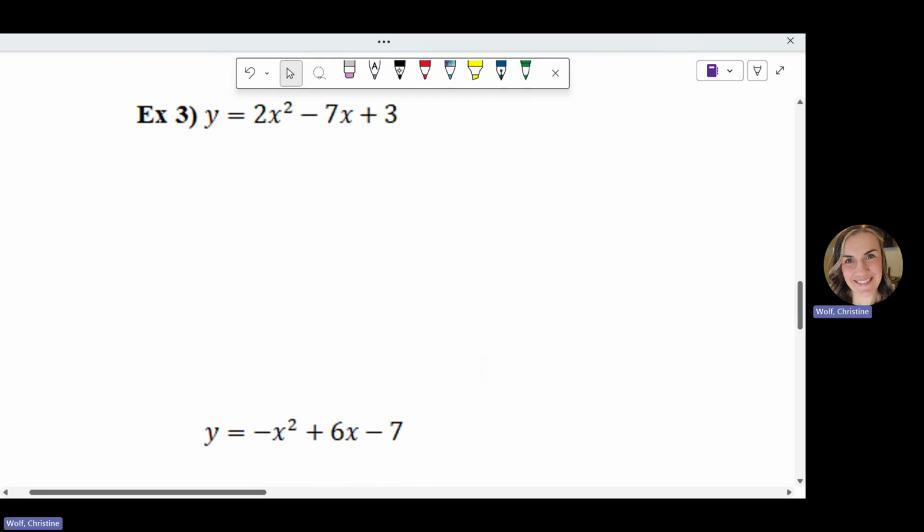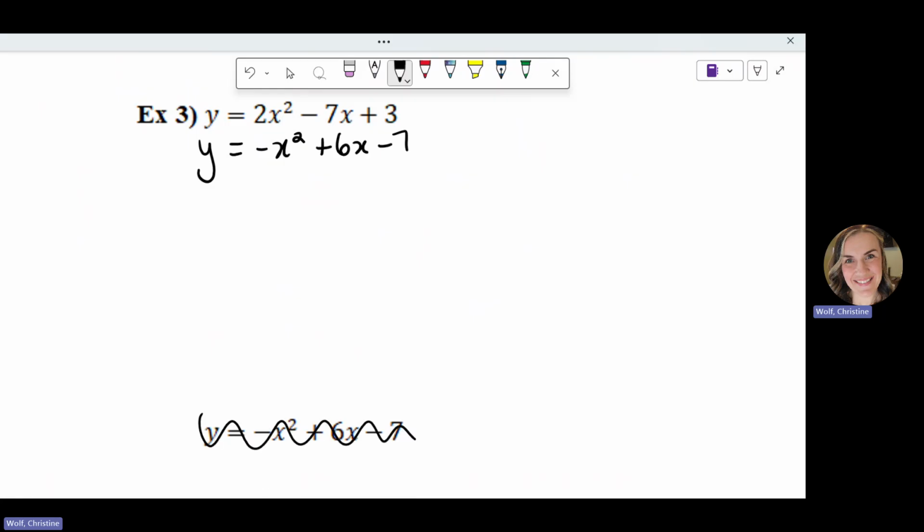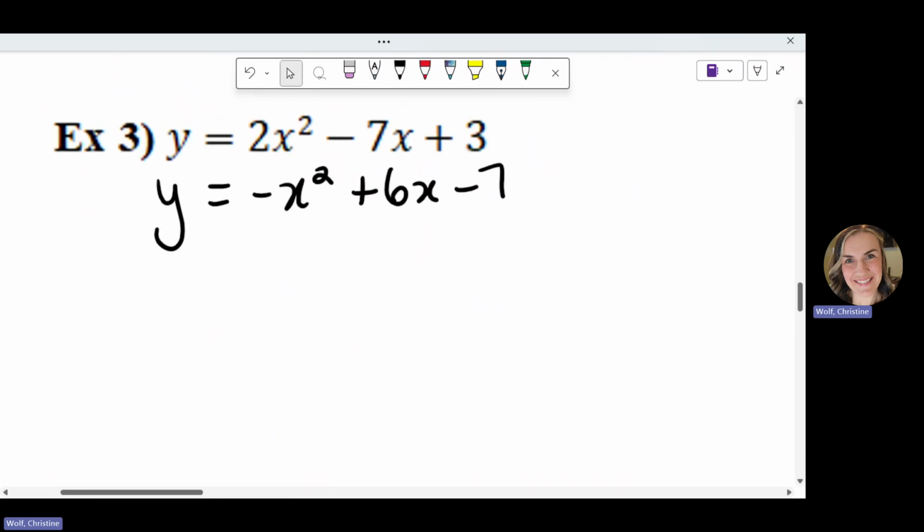Sorry, these are really spread out for some reason, the way that OneNote worked. So I'm just going to rewrite this guy up top here. Okay, so I have two parabolas here again. Let's see if they cross once or twice or not at all. Nice for us, the y's are already isolated, so I can just begin right away by subtracting.